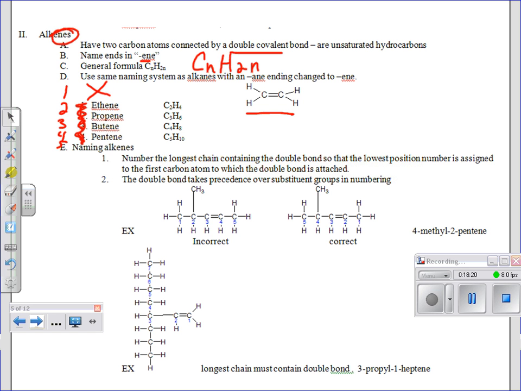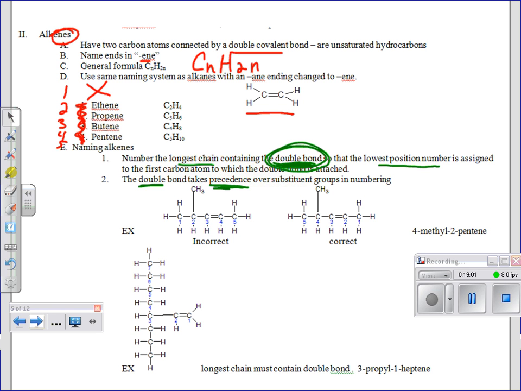Okay, so again, our rules are to figure out our longest chain, and that longest chain must contain the double bond. You can't have a double bond as part of an alkyl group. The double bond has to be part of your longest chain. And again, you're thinking about your lowest position number, but your lowest position number now has to be associated with the double bond. Okay, and going back to our double bond, that takes precedence over anything else. So any of those substituent groups, those alkyl groups that we talked about, it is going to take precedence.